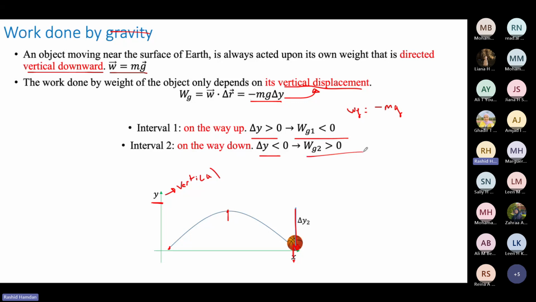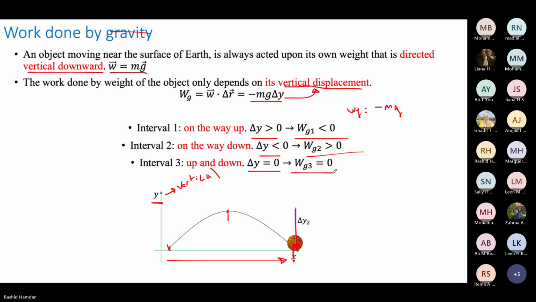If I take the whole interval from here all the way to here, then there is no displacement on the y-axis. I have displacement on the x-axis, but that doesn't matter because the work done by gravity depends only on the vertical displacement. And that means that the work done is zero. So there is no change in speed, but there is a change in direction. The ball was going up here, and what is it doing here? It's coming down. So the work doesn't tell us about this change of direction. It only tells us about the change in speed over an interval.